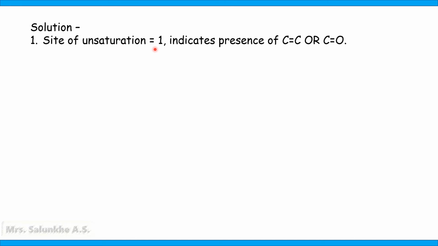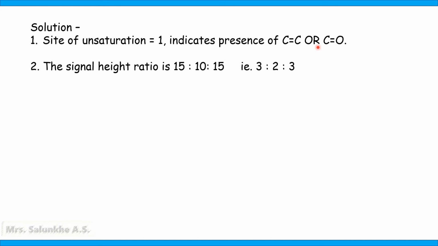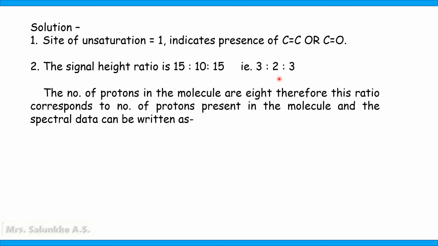When the site of unsaturation is 1, it indicates the presence of a pi bond. It may be carbon double bond carbon or carbon double bond oxygen. Then the signal height ratio is 15 to 10 to 15, and the ratio becomes 3 to 2 to 3. The sum of those 3 numbers is 8, and the number of protons in the molecule is also 8.